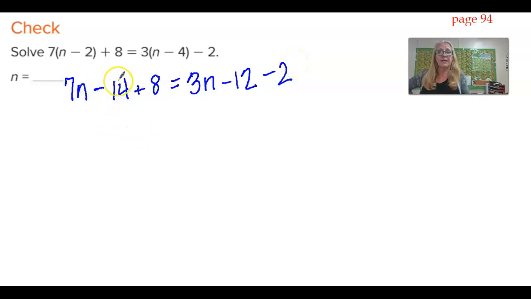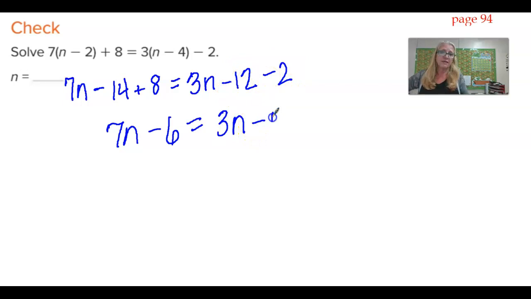I can, however, combine a -14 with a +8. So that would give me -6, a -14 plus 8. And over here, I have my 3n, and I have -12 minus 2 is -14. Okay. Now I'm ready to progress to the step where I want to get all my variables on one side. So now I'm going to target the smaller of the two variables, which is 3n. I'm going to subtract 3n from both sides.